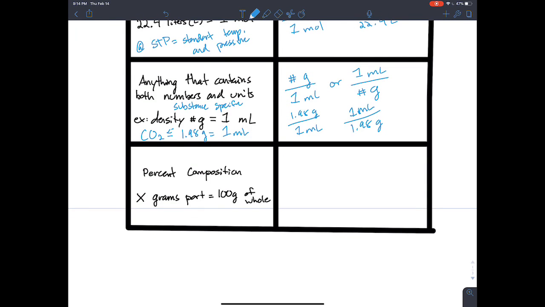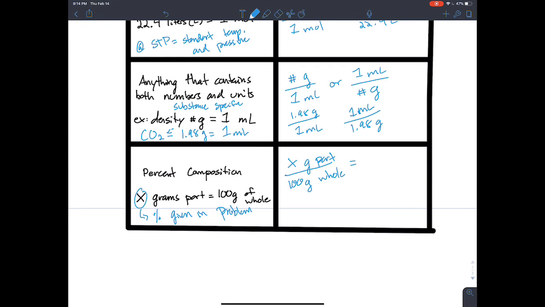Last thing, real quick, to touch on is percent composition. So your X is going to be your percent given in a problem, okay? So you're figuring out how much something makes up of a compound that it's in. So how many grams do you have per 100 grams, right? Percentage is based on 100. It's how many out of 100. So X grams of the part per 100 grams of the whole.